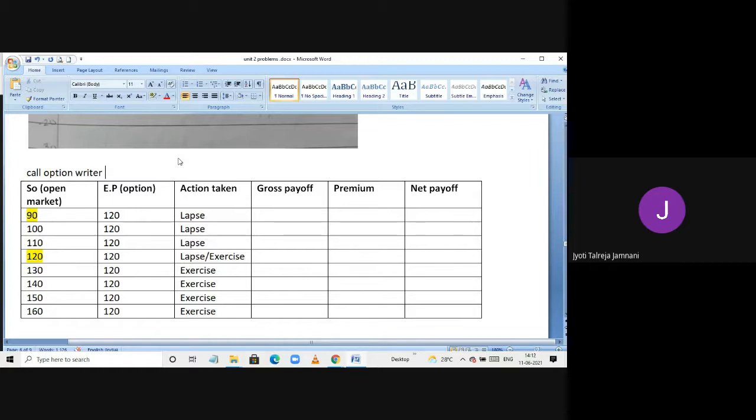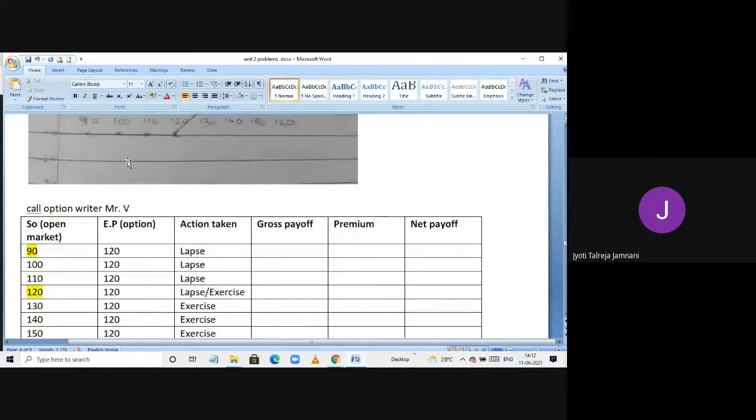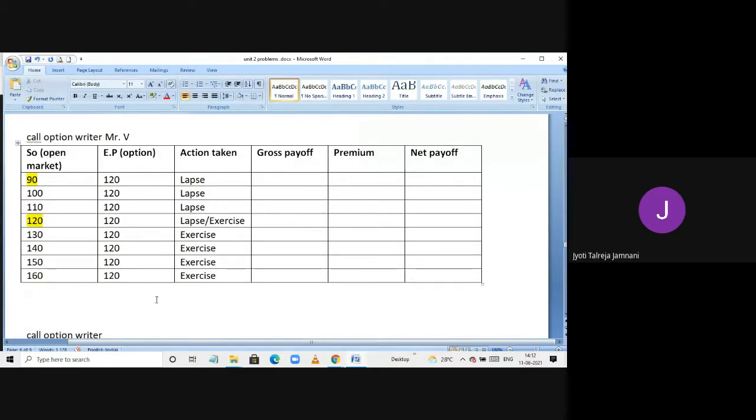Okay. If they don't give you about the holder, then if you don't know this and you have to find, then you have to think from holder's point of view, because you can't decide. Mr. A has to decide. Here Mr. V is the writer. Okay, and Mr. A is the holder. So Mr. V can't decide. If you don't have the above thing, you have to think from Mr. A's point of view. Mr. A's point of view means S0 minus E, 90 minus 120. So he will lapse. This is how you will have to think and do it. If both are not asked, and if for the writer it is asked.